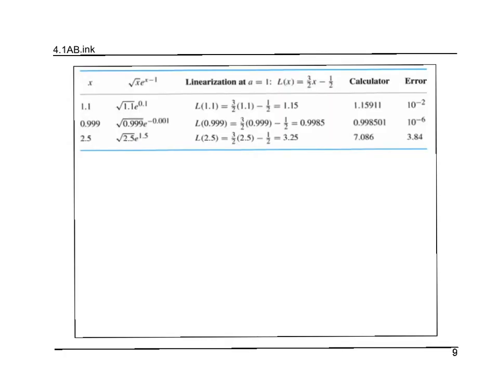Okay, so here we go. Here's a table of values to fit this, where we have our approximation, our linearization, which we just found. If I used 1.1 and plugged it in, my calculator would give me this answer, and my approximation would give me this answer. So we're really, really close. Our error is very small. If I use 0.999, there's my linearization, there's my calculator. Pretty close. But if I went to 2.5, that's where we're not close enough anymore. The linearization gives me 3.25. The calculator gives me 7.086. So not effective there.